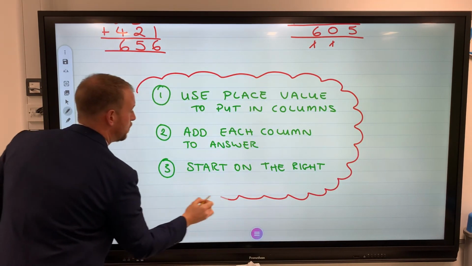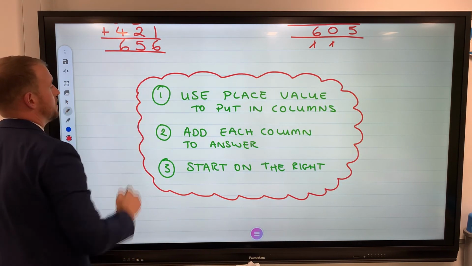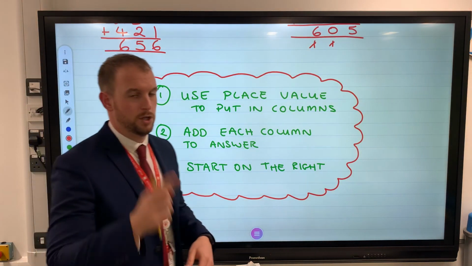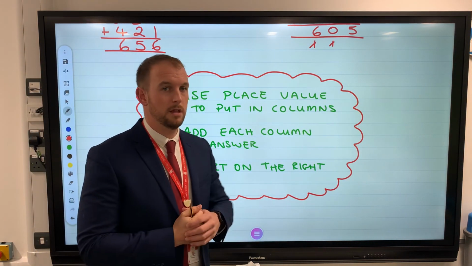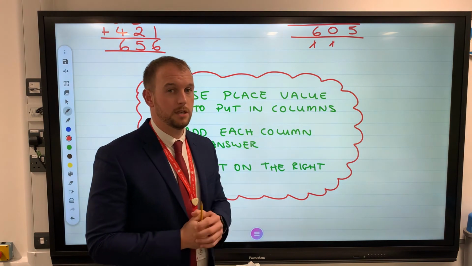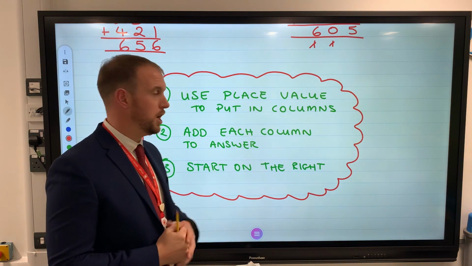So hopefully you pressed pause a couple of times. You've written down these notes, but remember, squared paper really is the best tool you can have to answer these correctly every single time. Good luck, and I hope it helps.